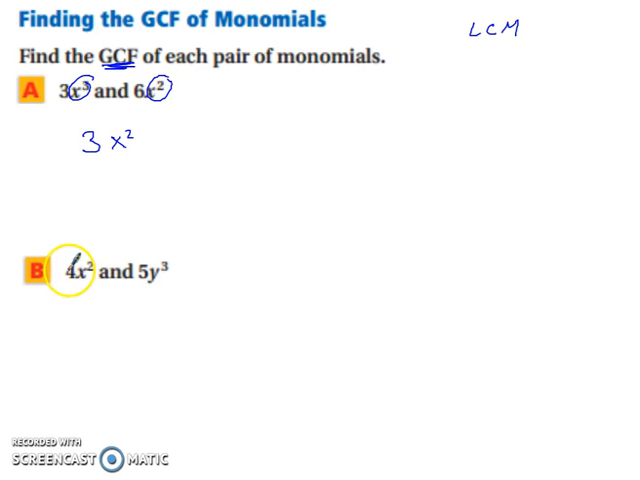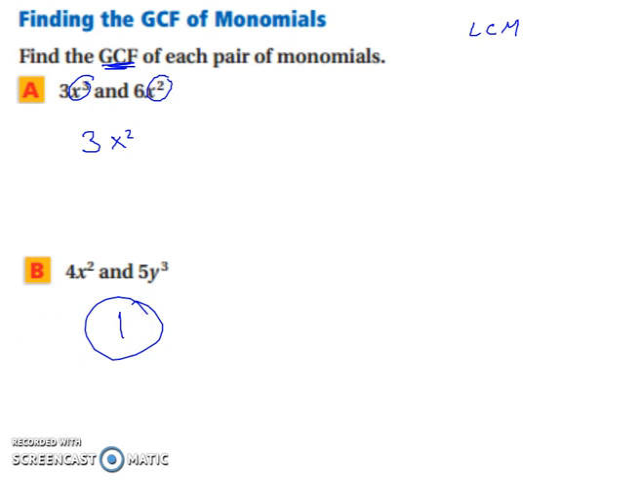So what's the greatest common factor of 4 and 5? Well, the only factor they have in common for numbers is 1. And then we have x squared and y to the third. Well, those are all x's, those are all y's, so there's nothing in common for those either. So the smallest is to have none of them, so therefore your greatest common factor is just 1.